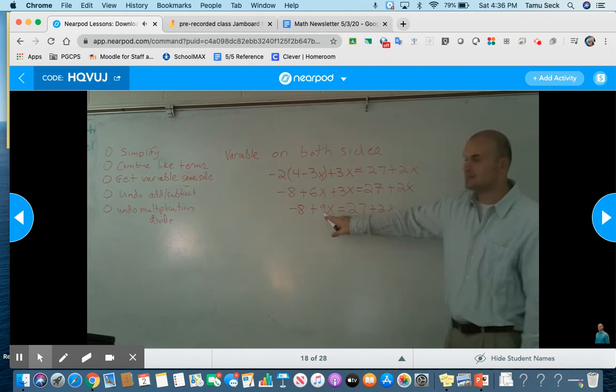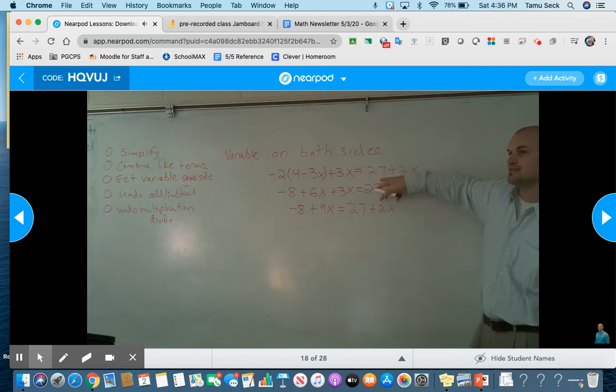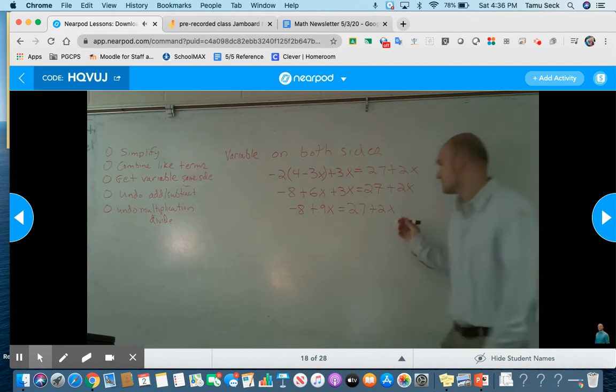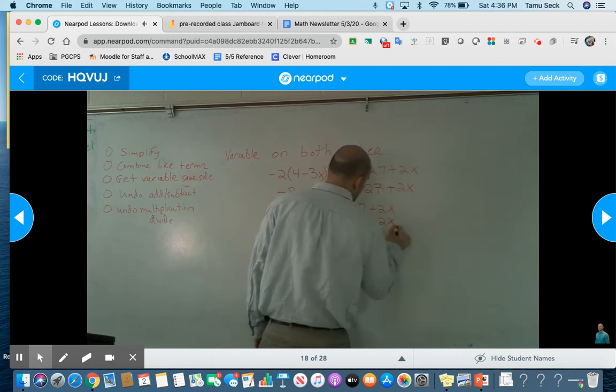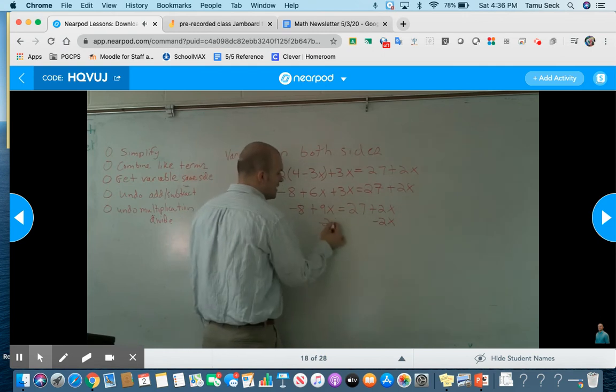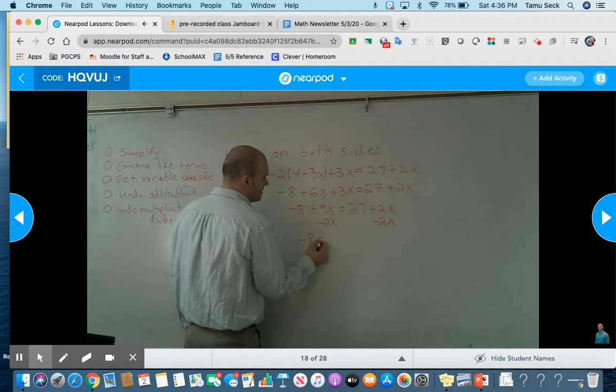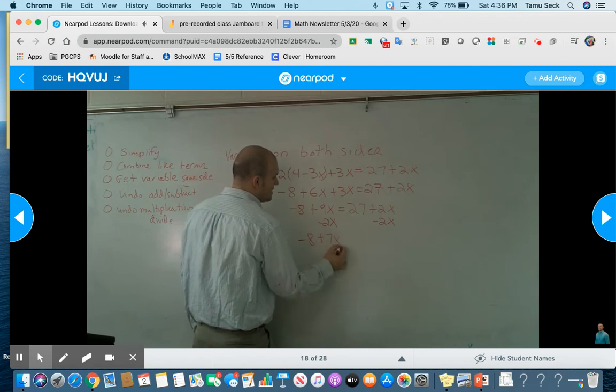So I'm going to decide to keep my 9x here, and I'm going to want to get rid of my 2x. Since this is a positive 2x on the right side, to get rid of it, I need to subtract 2x. That's going to cancel that out to 0, and whatever I do on one side, I have to do on the other side. Therefore, now I obtain negative 8 plus 7x equals 27.